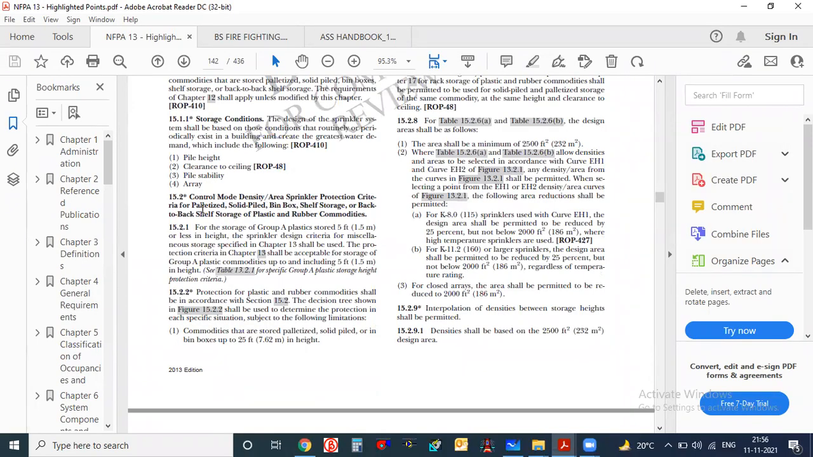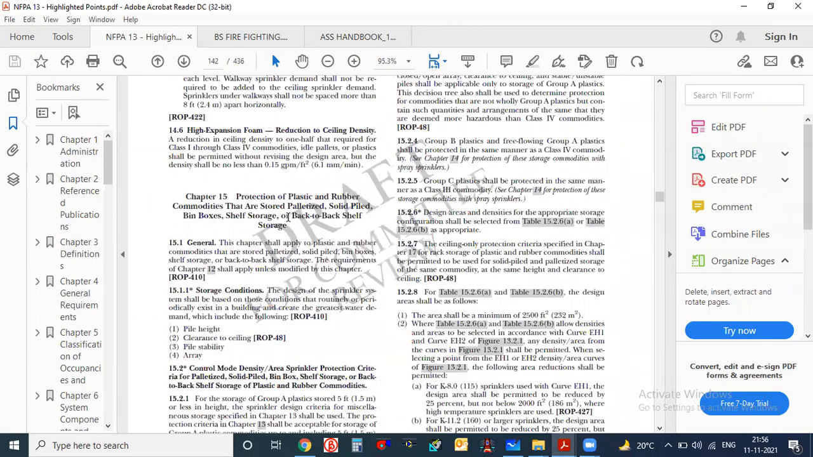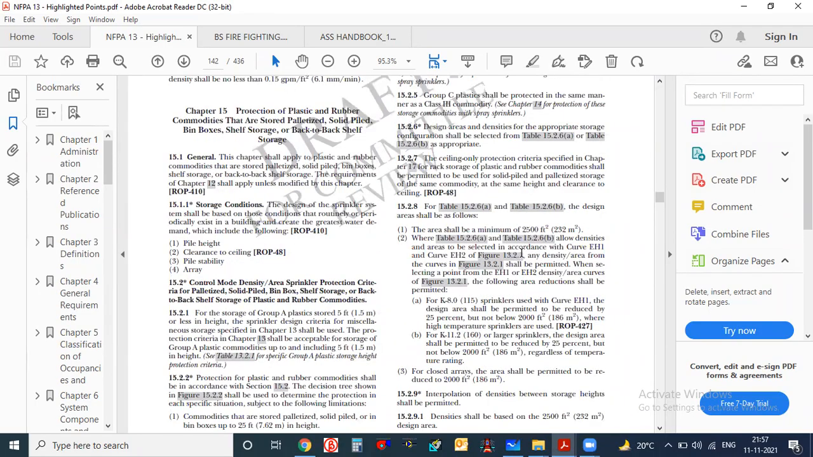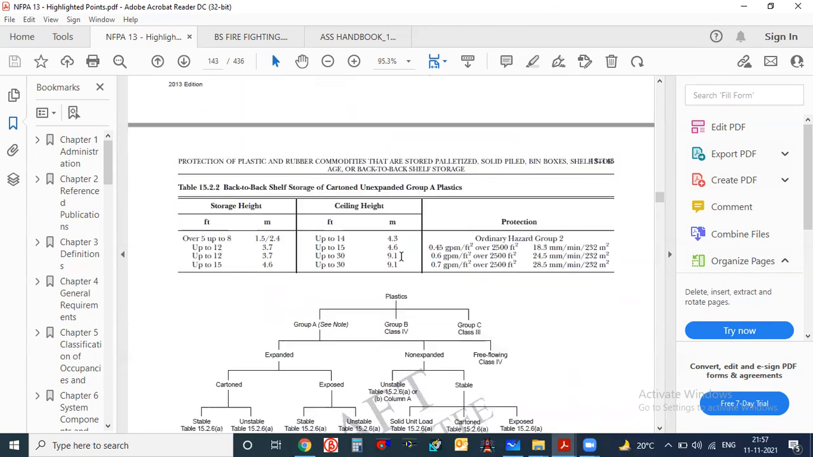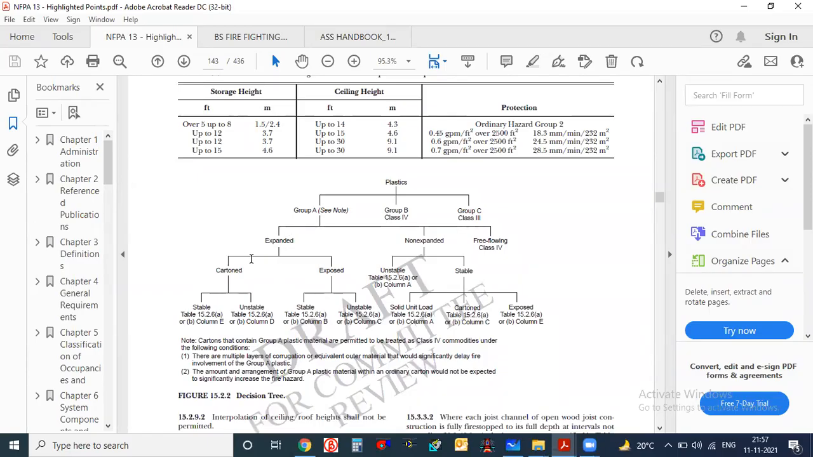Next, they are talking about the CMDA sprinkler. For the CMDA sprinkler, they have not given anything. Next chapter is about plastic and rubber commodities. In the plastic and rubber commodities, the first thing they have given is the CMDA sprinkler, and here they have written some area limitations also. So whenever any topic is coming, you just have to go through these documents and you will get everything. Here they have classified the plastics also: Group A, Group B, Group C. Again, in Group A, they have classified as expanded, cartoned, exposed, non-expanded, free flowing. So these are the classifications.